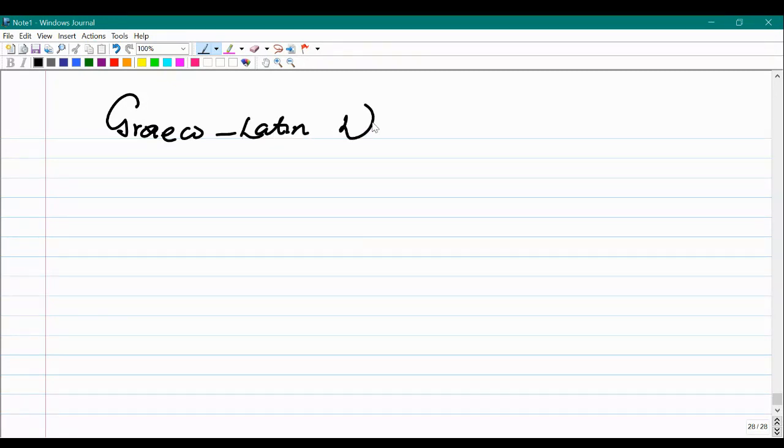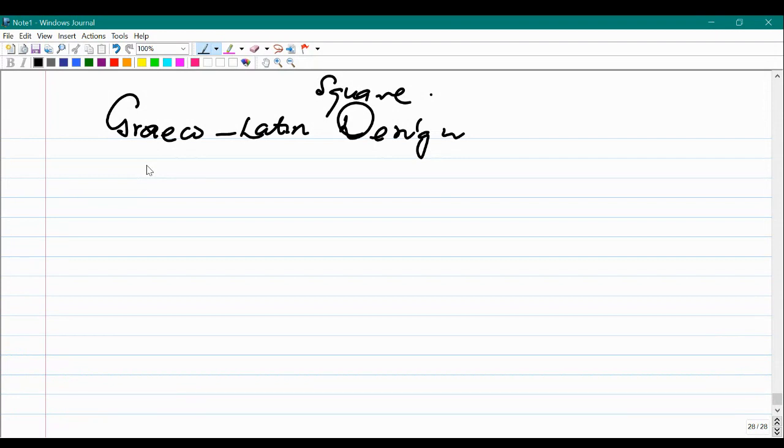Greco Latin square design, or Latin square, sorry. When I started this section, I asked what is the difference between Latin square design and standard Latin square design. For a standard Latin square design, it's a must that the first row and the first column be arranged in alphabetical order. That is the difference between the two.